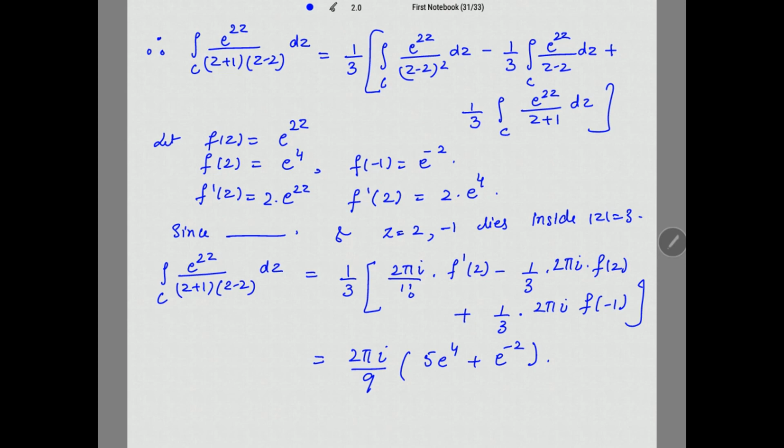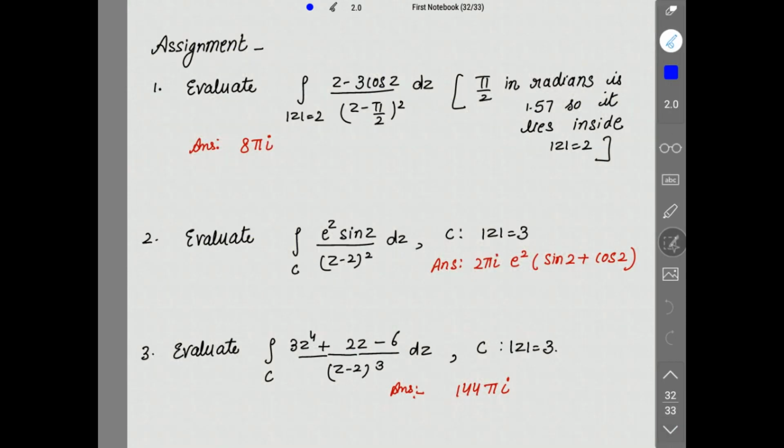Here ends the solutions and exercise problems. Now I will be giving you an assignment, that is, the first one, just solve all these. Answer is given. In the first one, your circle is mod z equal to 2 and the point is z naught equal to pi by 2. Now, does pi by 2 lie inside the circle or not? Pi by 2 is in radians, so it is 1.57, so it lies inside mod z equal to 2.